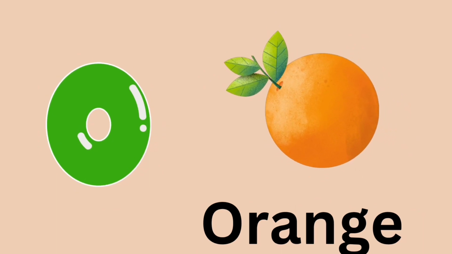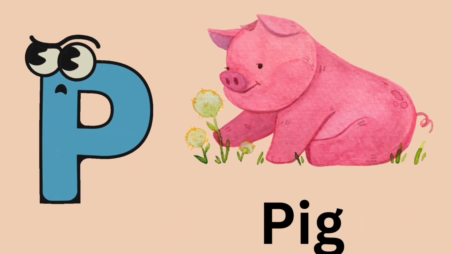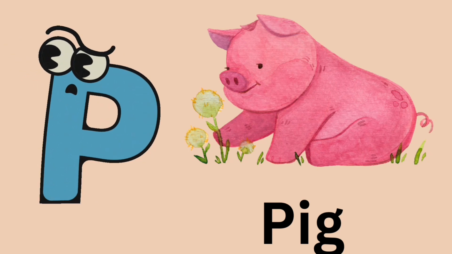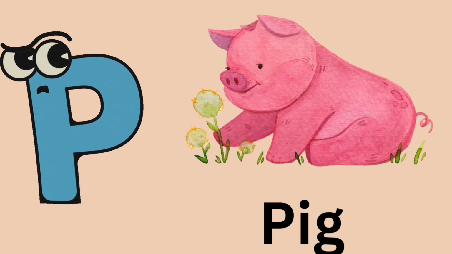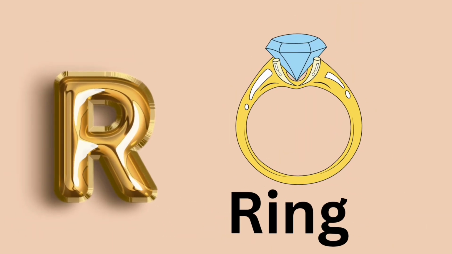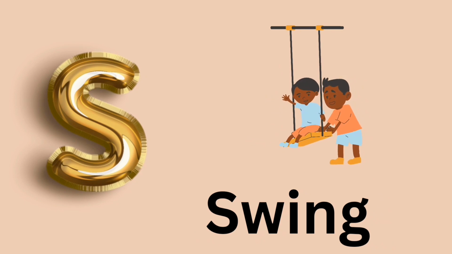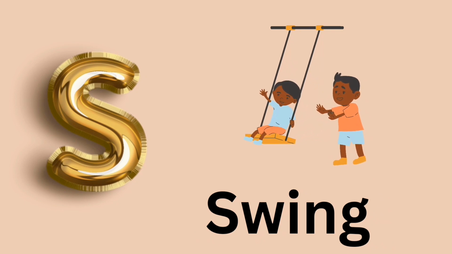O for orange, O for orange. P for pig, P for pig. Q for queen, Q for queen. R for ring, R for ring. S for swing, S for swing.